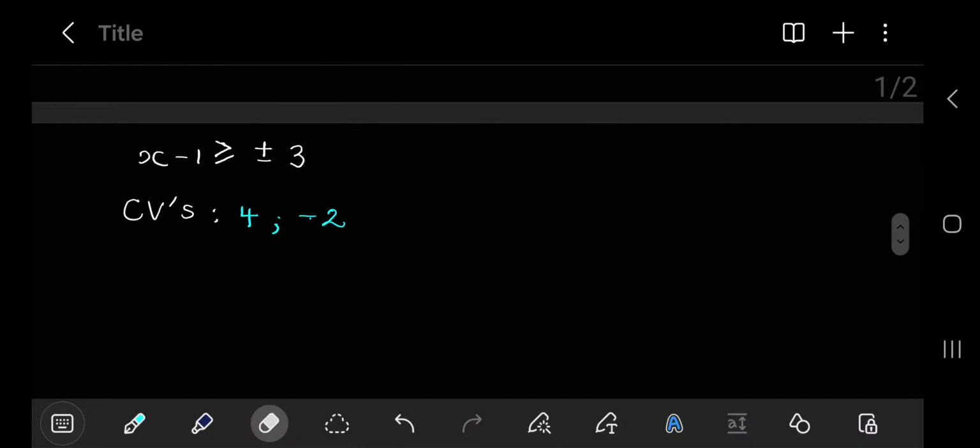Now another question may be, how do we write out this answer? Remember, your answer always depends on what your question has. Our question had a greater than or equal to sign, meaning that we're going to have 2 separate answers. We have x is less than or equal to the smaller value between your 2 critical values. So the smaller value is negative 2. Or x is greater than or equal to the bigger value, and the bigger value is 4. So that is how you would write out this answer.